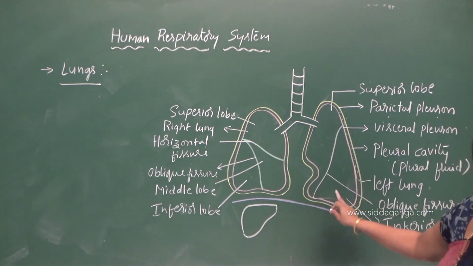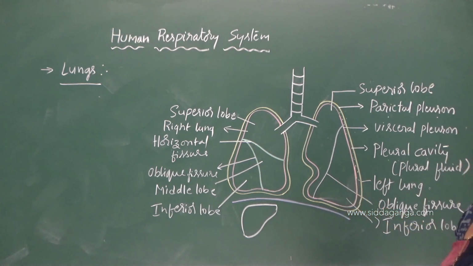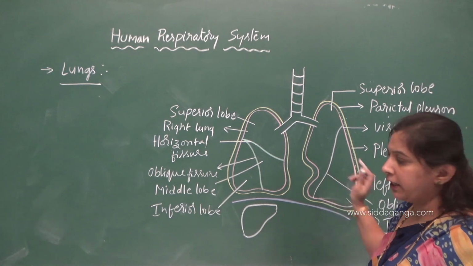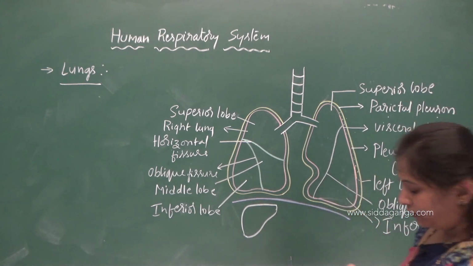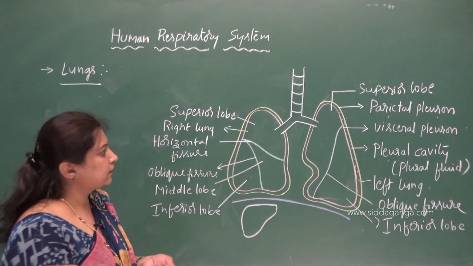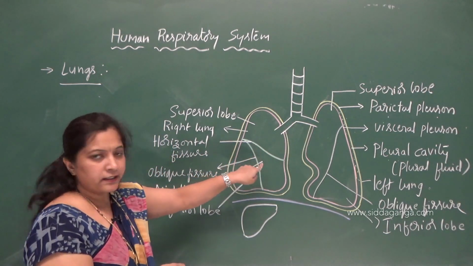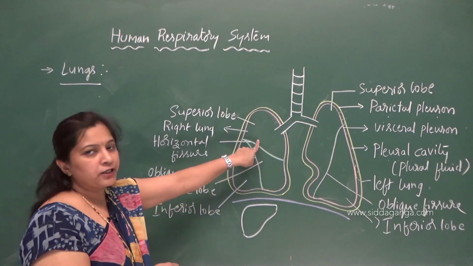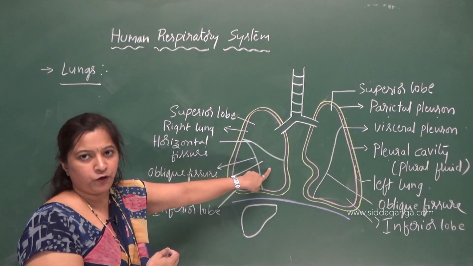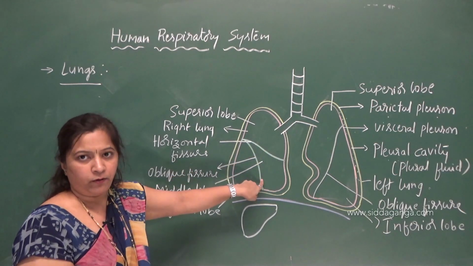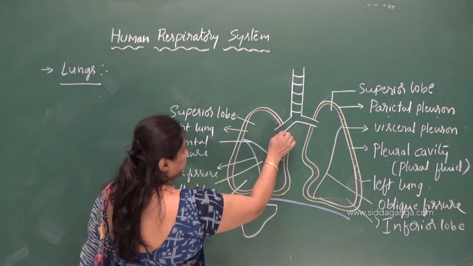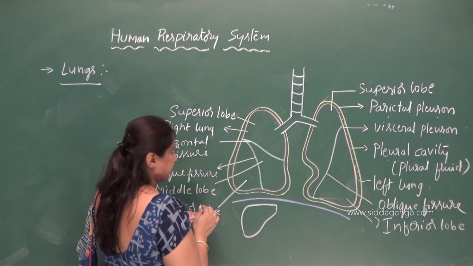Which lobe is absent in the left lung? The middle lobe is absent in the left lung. And what is present inside the lungs? We can see the branches of bronchi and bronchioles, which finally end up in alveoli. This is the right primary bronchus, and this is the left primary bronchus.